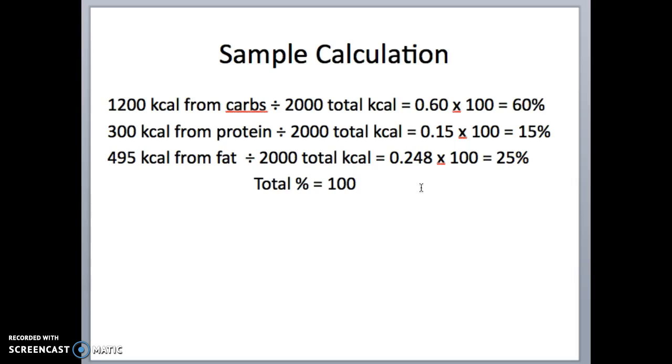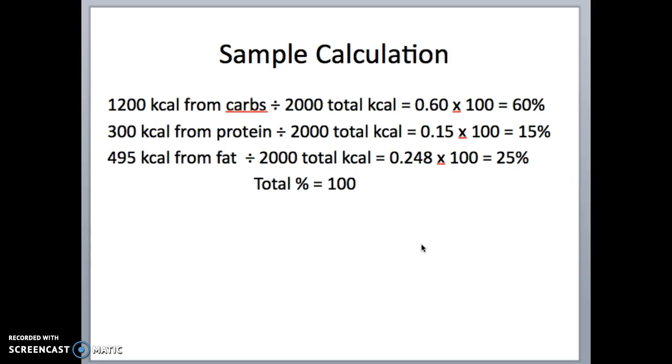I usually round 2 to 3 decimal places, just because the more decimal places that you include, sometimes your numbers end up coming out closer to 100. But as you can see, the math worked out pretty well here. 60 plus 15 plus 25 is a total of 100.